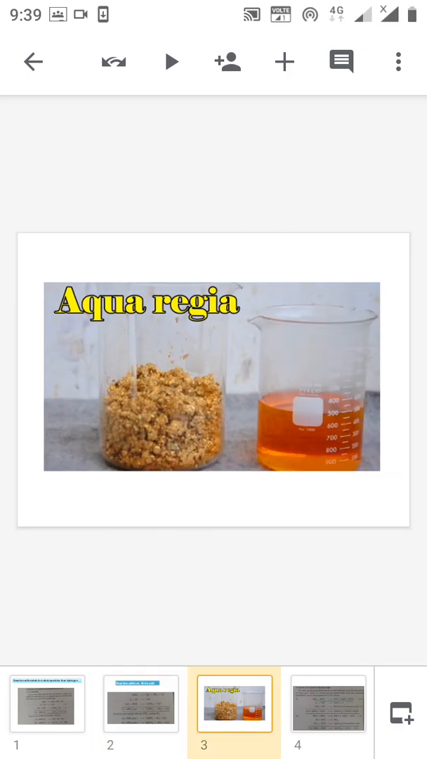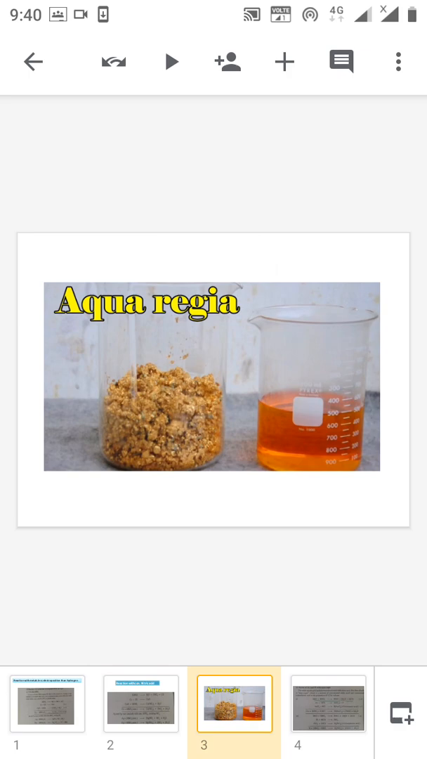Now we are moving into the action of gold and platinum with aqua regia. The beaker shown on the right hand side is gold dissolved in aqua regia. So we have to study the proportion of aqua regia. Aqua regia is a mixture of concentrated hydrochloric acid and concentrated nitric acid in the ratio 1:3. 1 is the concentrated nitric acid and 3 is the concentrated hydrochloric acid. This composition is very important.